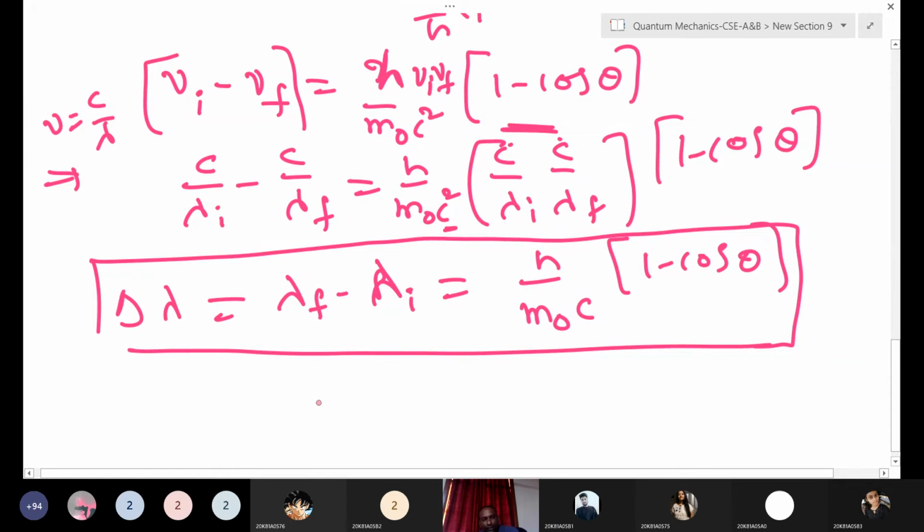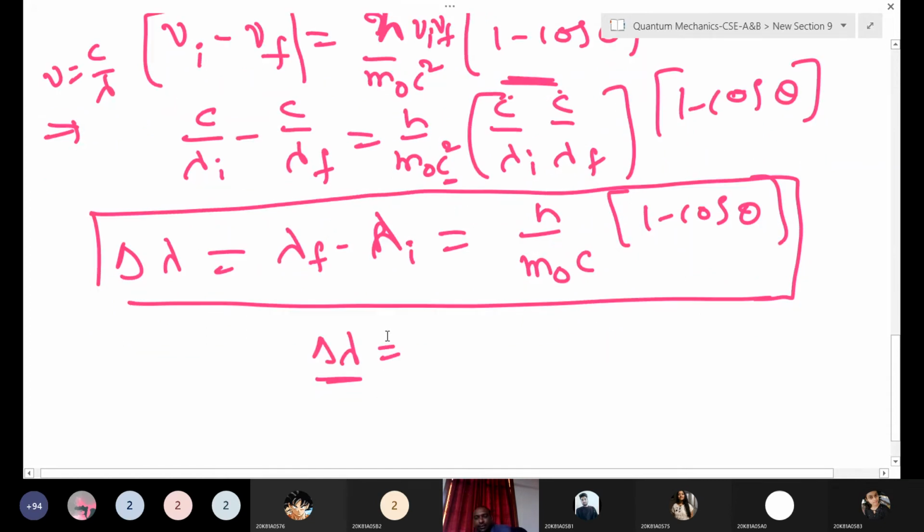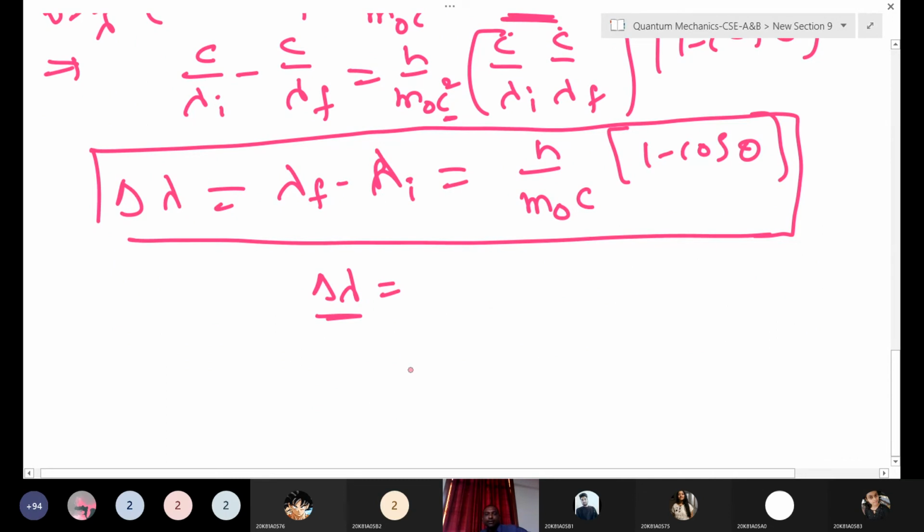So the shift of the scattered photon, what parameters is it depending on? Scattering of photons and recoiling of electrons. It is only the scattering angle mainly, that is correct. Okay, it is mainly depending on theta.